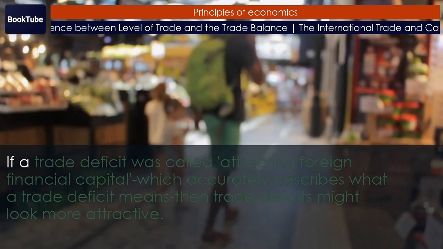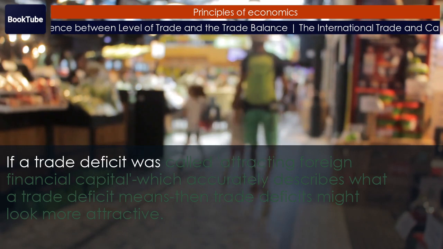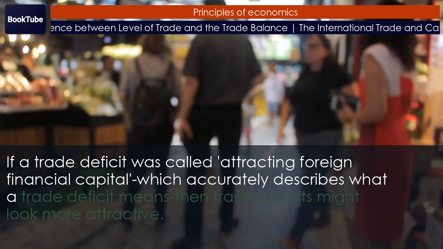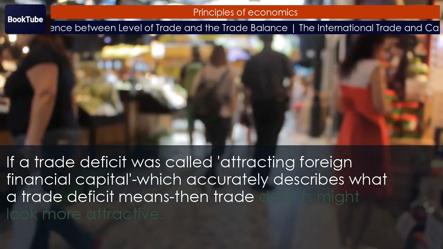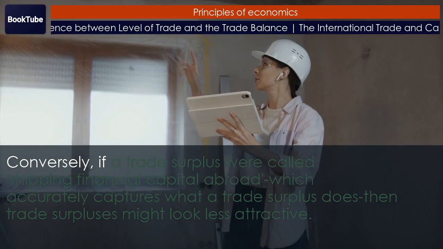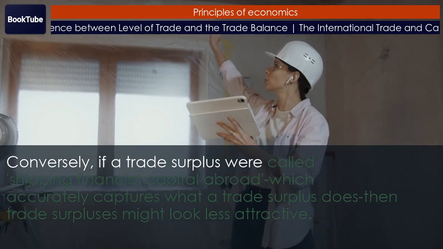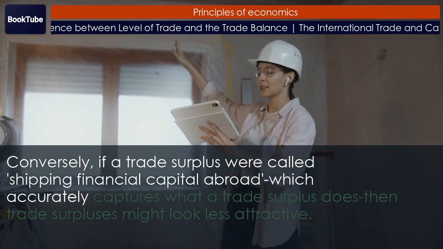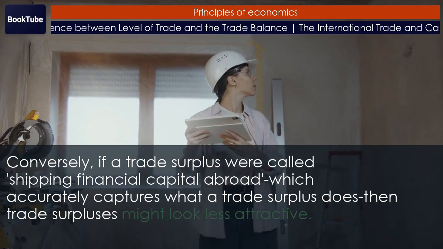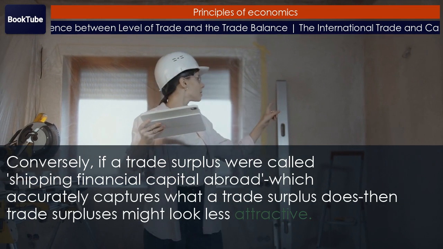If a trade deficit was called attracting foreign financial capital, which accurately describes what a trade deficit means, then trade deficits might look more attractive. Conversely, if a trade surplus were called shipping financial capital abroad, which accurately captures what a trade surplus does, then trade surpluses might look less attractive.